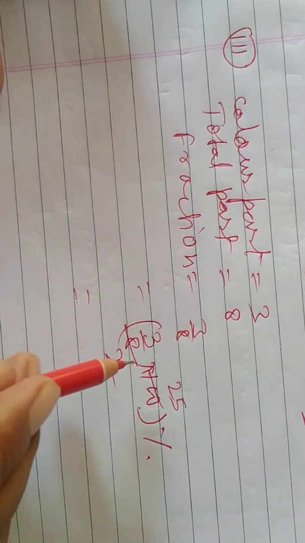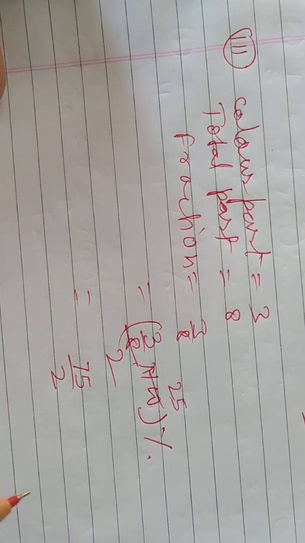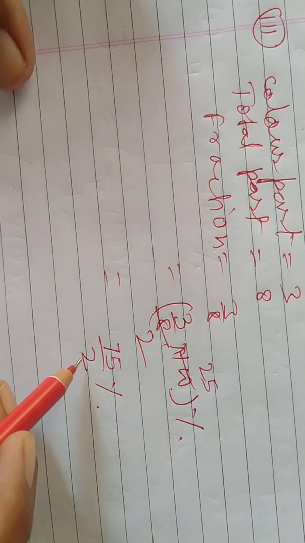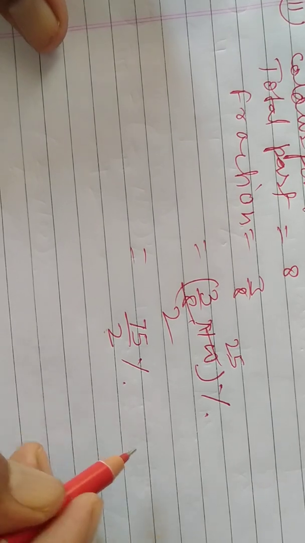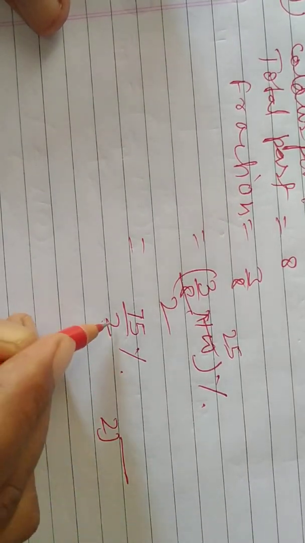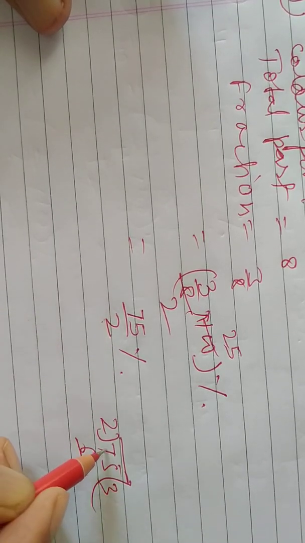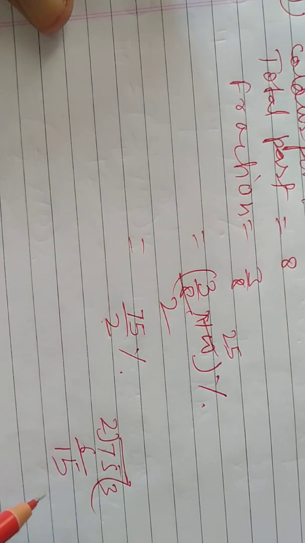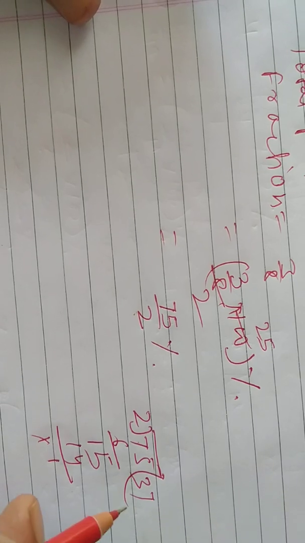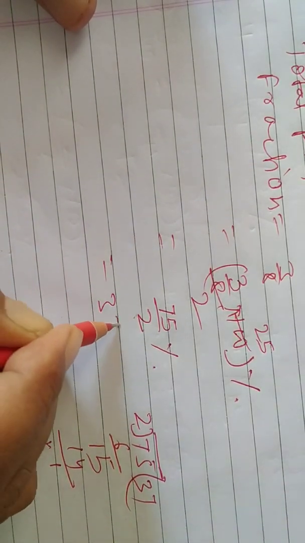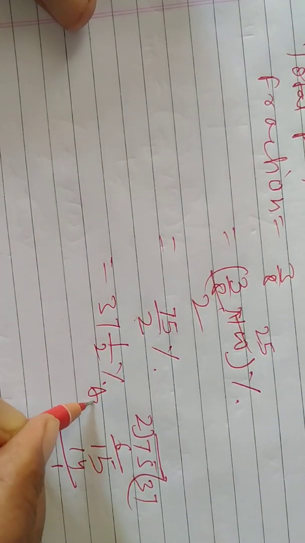Now after that you multiply numerator to numerator. 25 3s are 75 by 2 percent. Now the denominator is less than the numerator, so you convert it into a mixed fraction or decimal. How can you convert it? Divide 75 by 2. 2 3s are 6, 7 minus 6 is 1, then 5. Again, 2 7s are 14, 5 minus 4 is 1. So what is left? 37 1 by 2%. This is the answer.